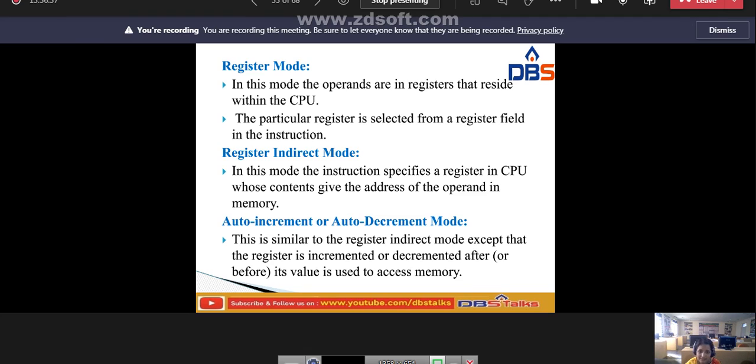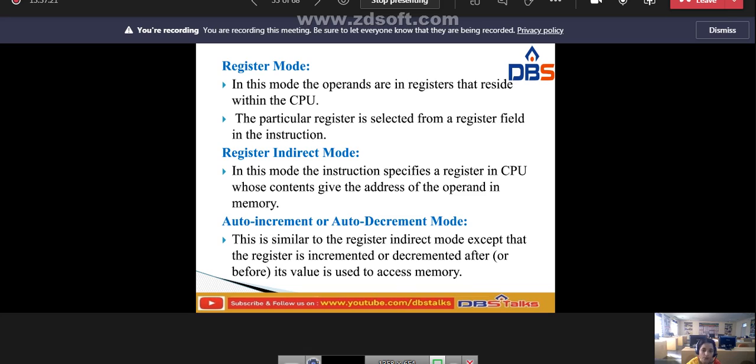Coming to the register indirect mode, what is meant by register indirect mode? In this mode, the instruction specifies a register in the CPU whose content gives the address of the operand in memory. In other words, the selected register contains the address of the operand rather than the operand itself. The advantage of register indirect mode is that the address field of the instruction uses fewer bits to select a register than would have been required to specify a memory address directly. That is called the register indirect mode.